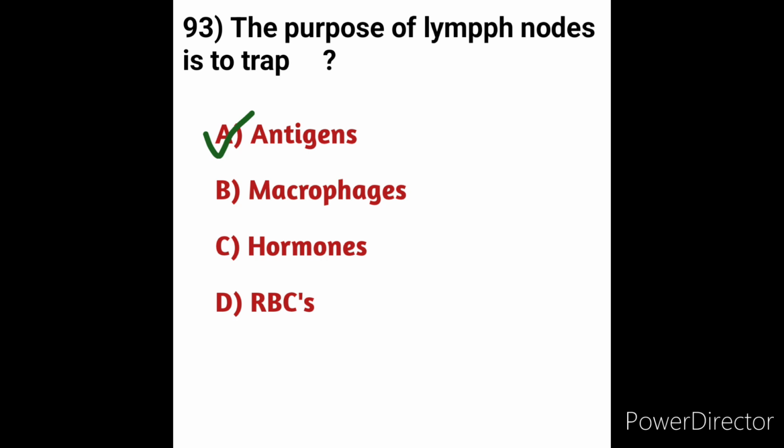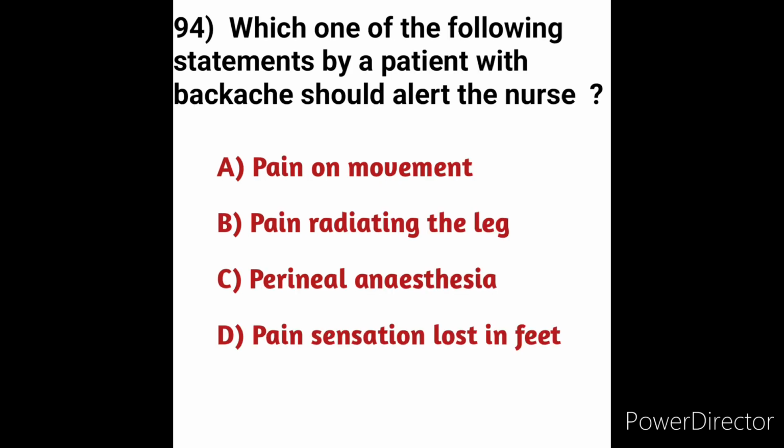Next we will move on to question number 94. Which one of the following statements by a patient with backache should alert the nurse? The patient is having backache, so the nurse should be alert. We will see the options here. Option A, pain on movement. Option B, pain radiating to the legs. Option C, perineal anesthesia. Option D, pain sensation lost in feet.